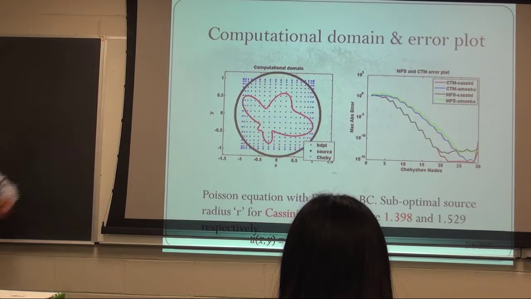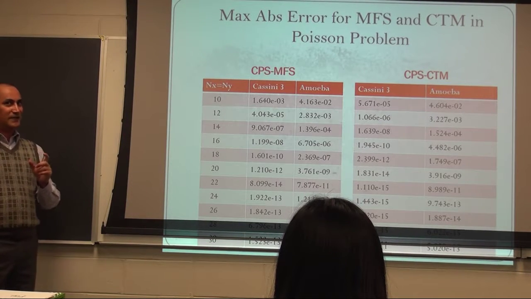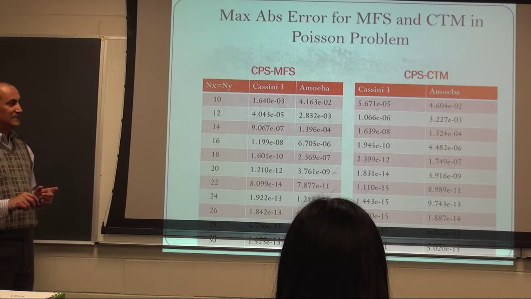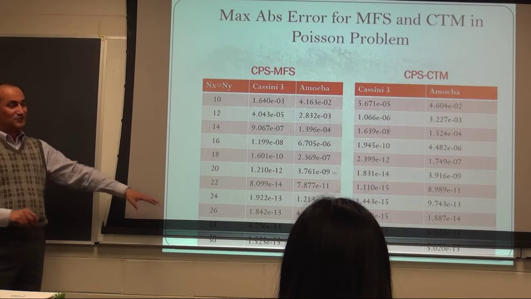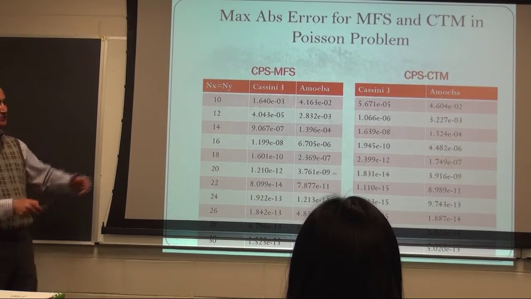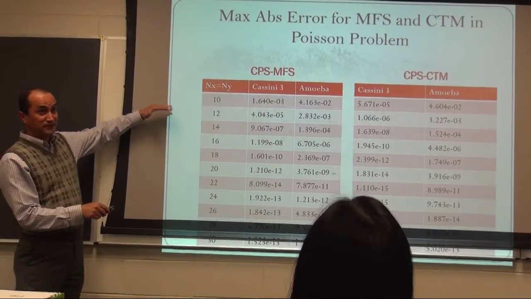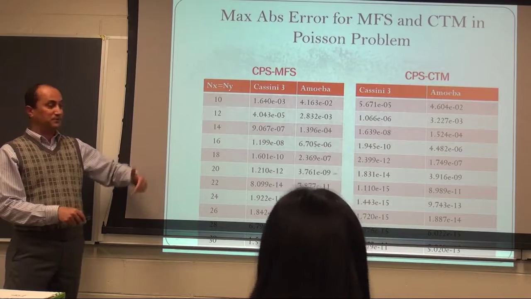Here on the right side you see the error plot. So that's what I'm saying here. How many Chebyshev nodes do we take? 10, 12, 14, 16, 26, 28. What is the accuracy for the Cassini amoeba? As you see, as the number of Chebyshev nodes increases, the accuracy goes up.